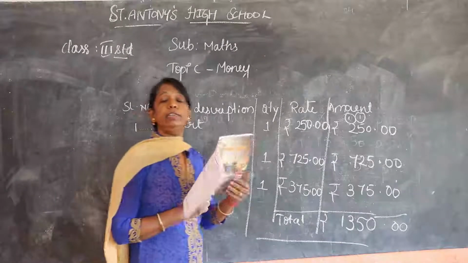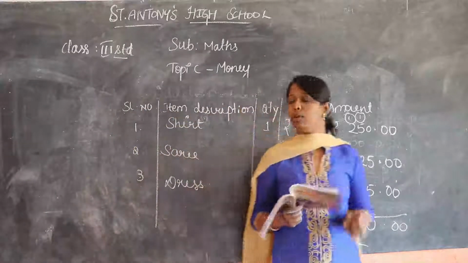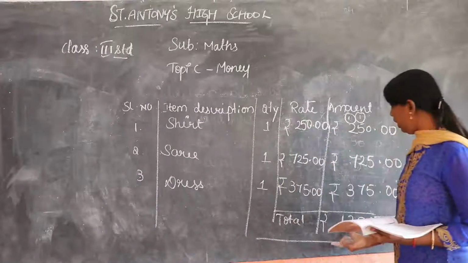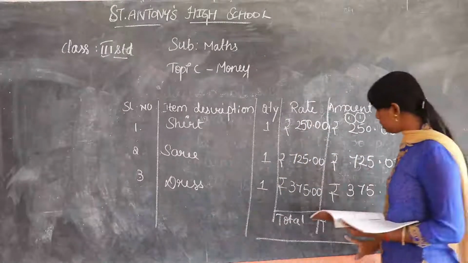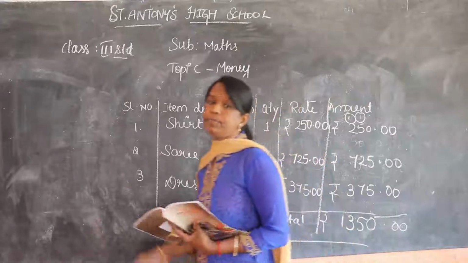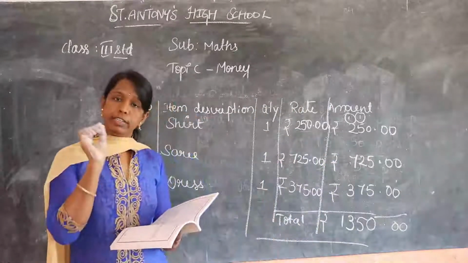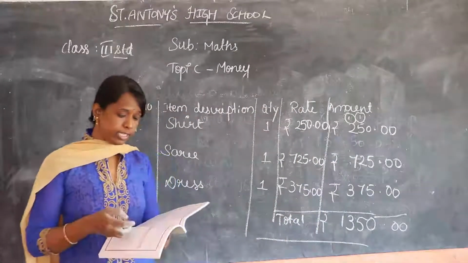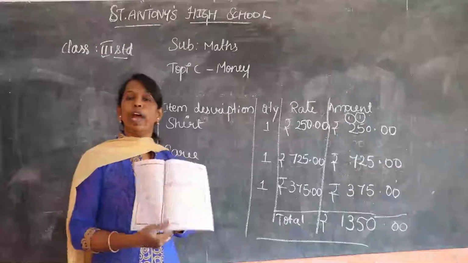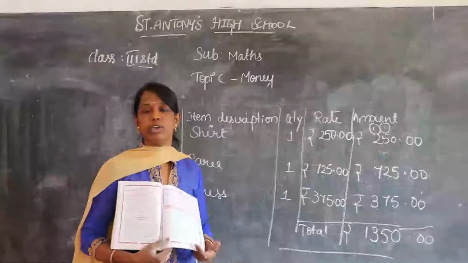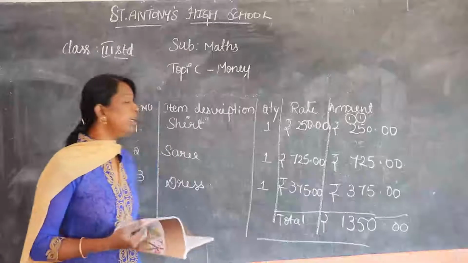Lastly they write in words. So usually the total amount they write in words. Okay, rupees 1350 rupees. So they mention it in terms of words. Okay children, this is about the bill. So you have to collect some bill from a grocery shop, or it may be a bakery, or it may be some textile shop.